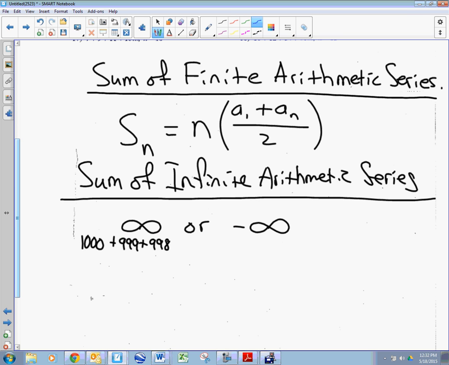N is the number of terms, 2 is English for divided by. Got it? Arithmetic should always have a common difference. There should never be multiplication.